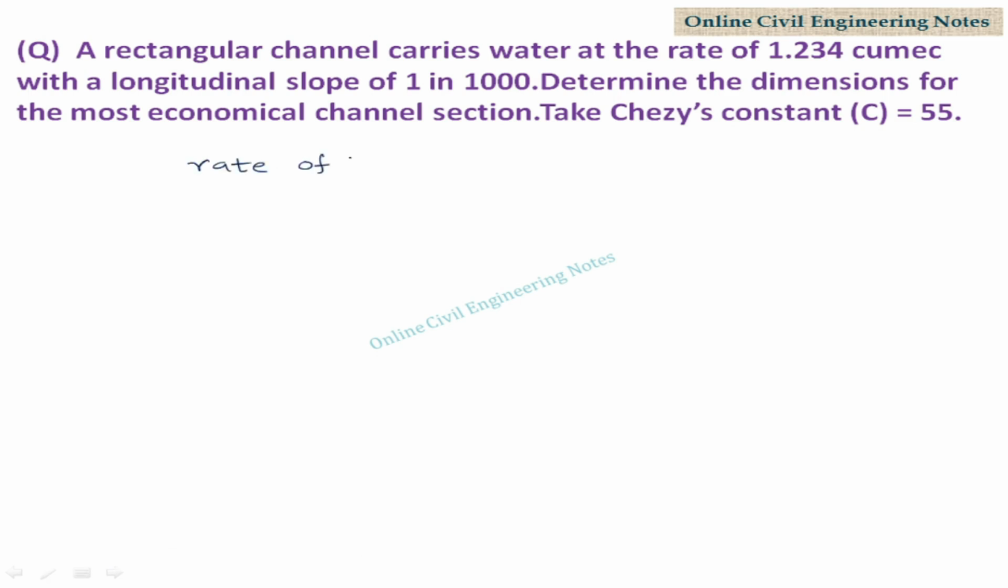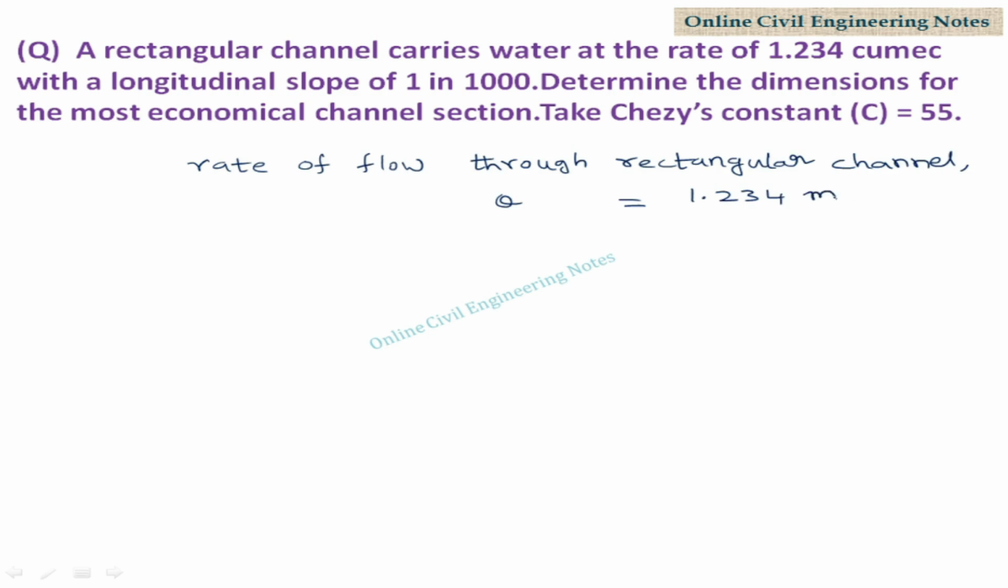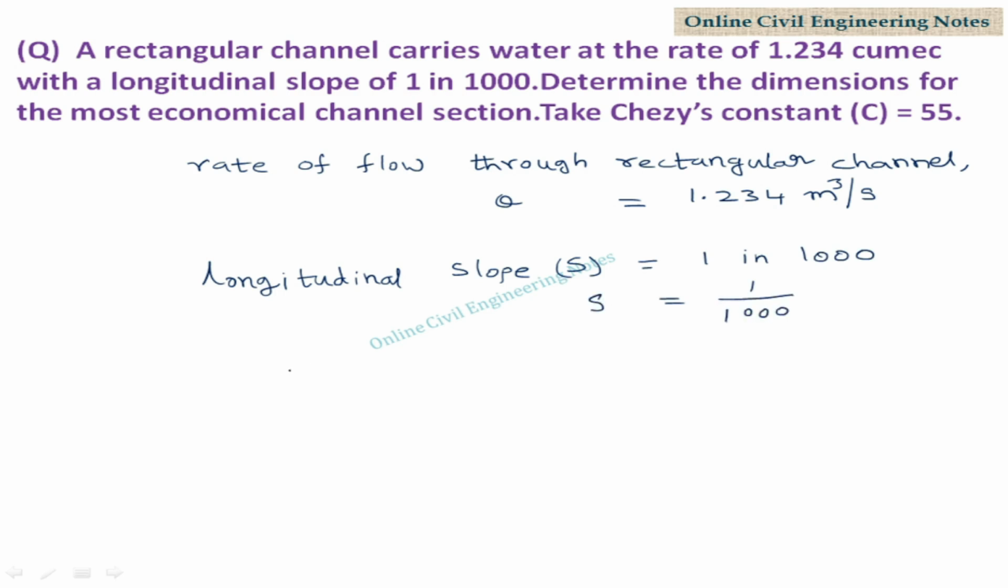Rate of flow through the rectangular channel Q is equal to 1.234 cumecs. 1 cumec is equal to 1 meter cube per second. Longitudinal slope, say it is S, is equal to 1 in 1000. That is equal to 1 by 1000. Chezy's constant C is equal to 55. We have to find the dimensions of the rectangular channel.